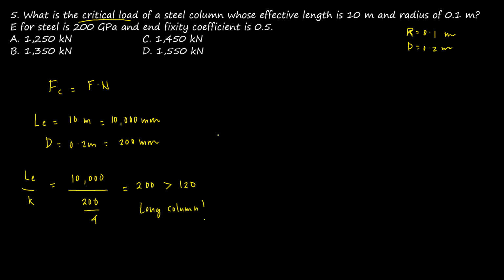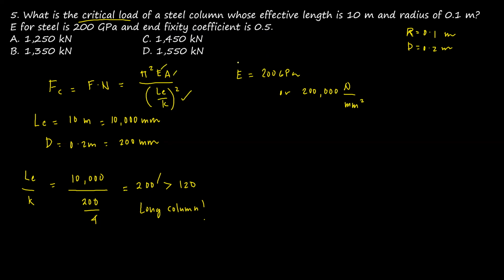And syempre, kapag long column, kagaya ng sabi ko kanina, kapag mga columns problem, we wish to have a long column scenario kasi mas madaling tandaan yung critical force and has equivalent to pi squared EA divided by slenderness ratio squared. And of course, meron na tayong slenderness ratio which is 200. So check na to. And syempre, meron na rin tayong E which is 200 GPa or 200,000 megapascals or 200,000 Newton per mm squared. And we have this N fixity coefficient of 0.5. So I think hindi na to kailangan kasi meron tayong E. And of course, area is just simply pi over 4 d squared.